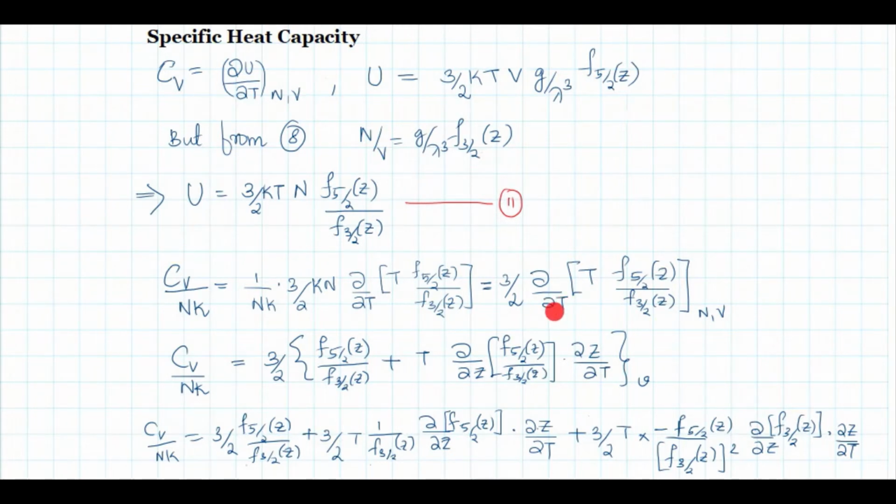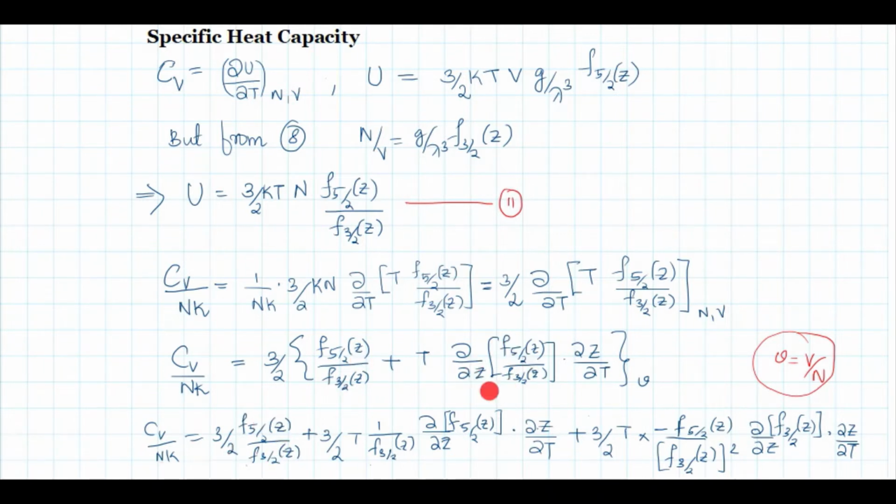The derivative is with respect to T, but I can apply the chain rule. So I will take the derivative with respect to Z, then multiply with dou Z by dou T. And these are all at constant V. This is small v, and small v is nothing but volume per particle, V by N. So at constant capital N and capital V, small v is constant. So Cv by Nk is equal to 3 by 2 into f5 by 2 by f3 by 2 is here.